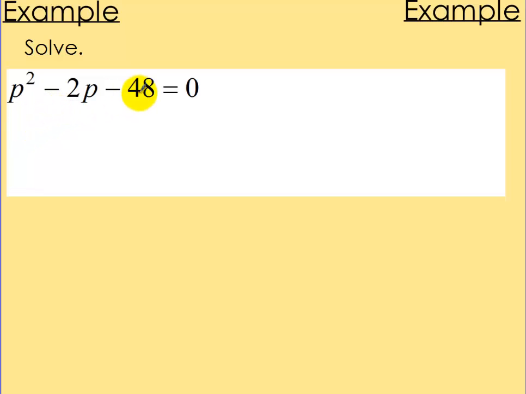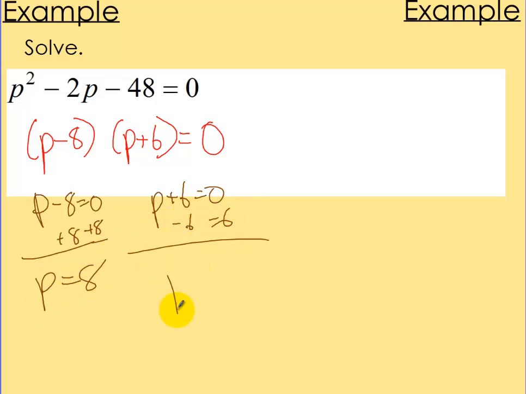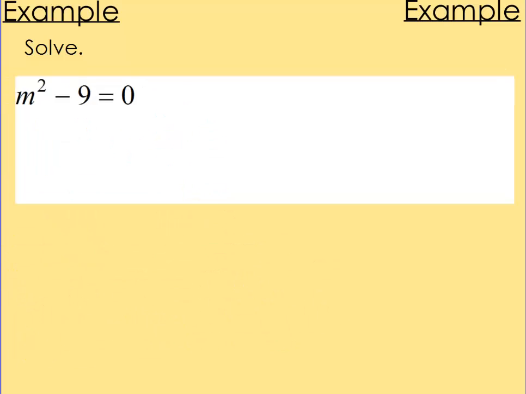All right, I'm going to factor this. Multiplying to -48, adding to -2 is going to be p minus 8 times p plus 6. The more you do those, the faster you'll get at that in your head. So setting those each equal to 0, p minus 8 equals 0, p plus 6 equals 0, and you're going to add 8 to both sides here. So you're going to get p equals 8, and subtract 6 from both sides here and get p equals -6. So your two solutions are p equals 8 and -6. Next one.